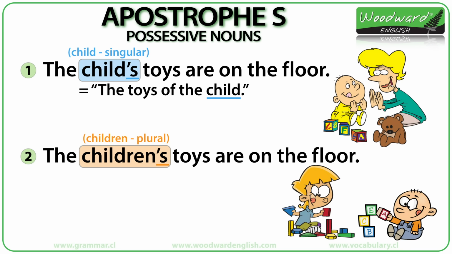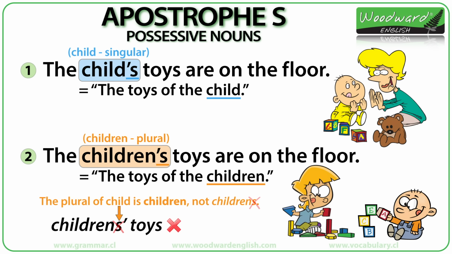Yes, children is a plural noun, but it does not end in S. So we can just add an apostrophe S to the end. Children's toys means the toys of the children. Remember, the plural of child is children, not childrens. So we add apostrophe S to the end.